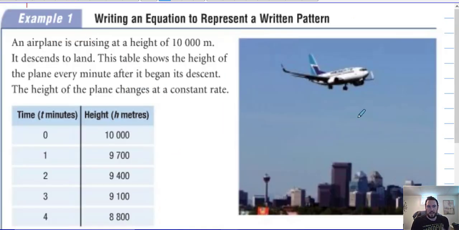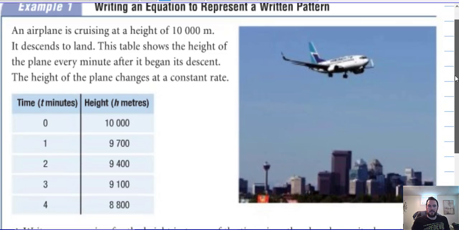Okay, so let's take a look at an actual example that has some questions associated with it. So here we have an airplane. We've got an altitude. It's cruising at about 10,000 meters, and it's looking to descend, probably towards an airport. So we are given the table of values this time. Instead of having an image, I've given you a table of values. And from this, we're being asked a few questions.